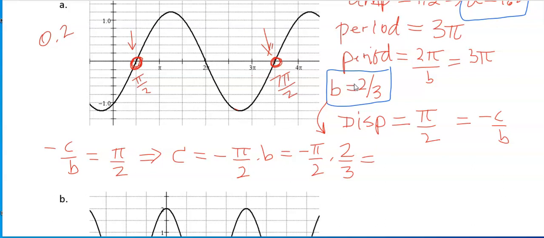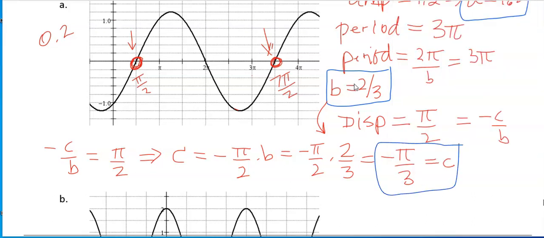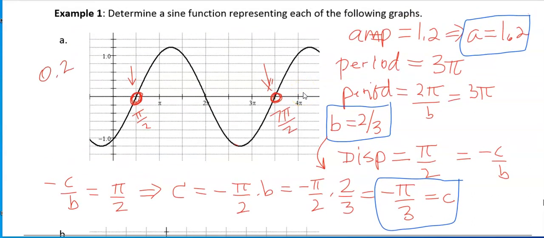Well, you can reduce the 2's, cancel the 2's, and look at what you get. Negative pi over 3. That is the C. So let me put a little blue box around that. Now, I think we're done. I think we've got our A, we've got our B, we've got our C.